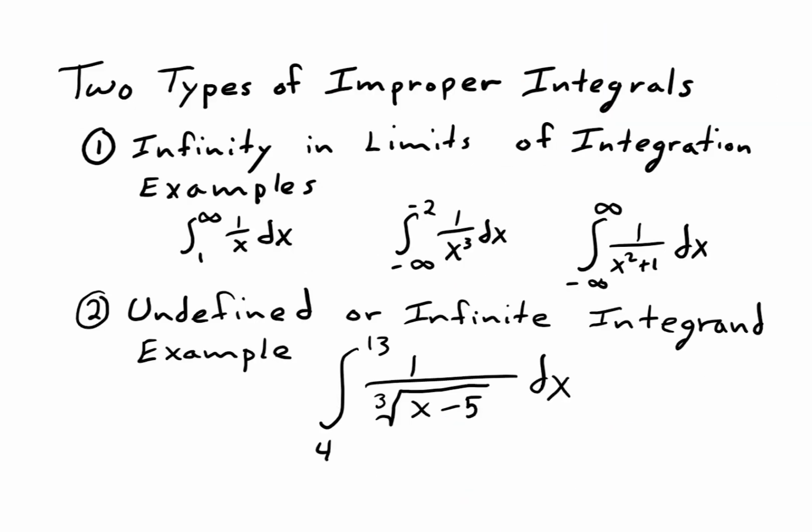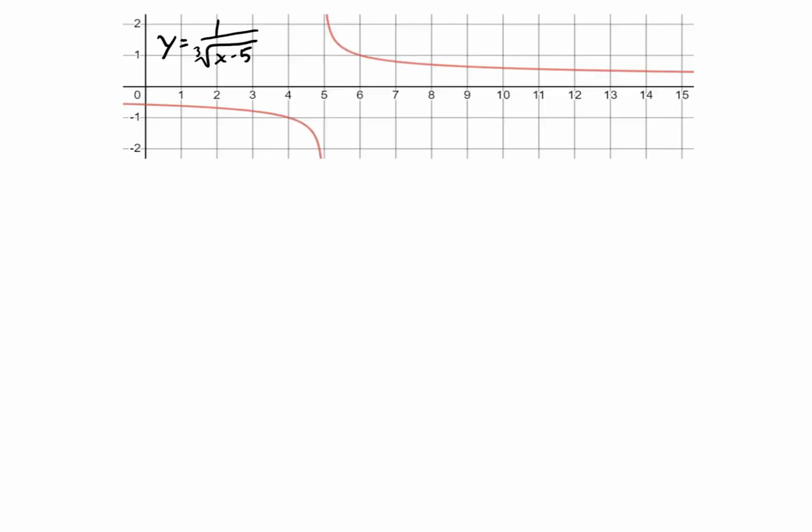Now we move on to the second kind of improper integral, where the integrand approaches infinity. The integrand is the function inside the integral. Consider the example from the beginning of this video. The integral from 4 to 13 of 1 over the cube root of x minus 5 dx. As we can see in the graph, the function has an asymptote at x equals 5.